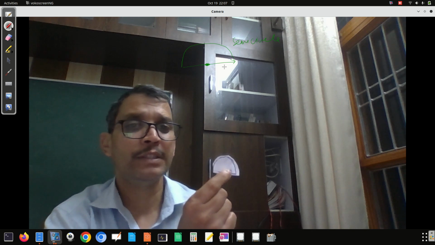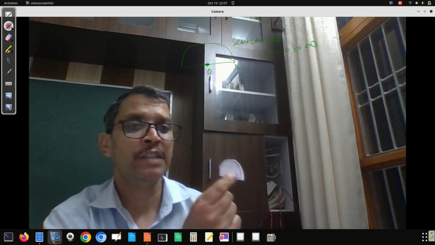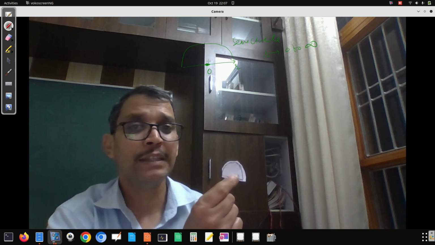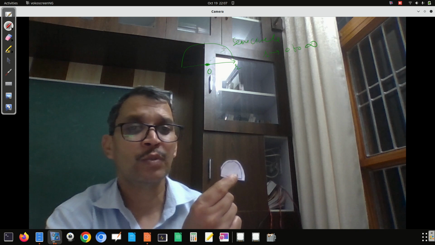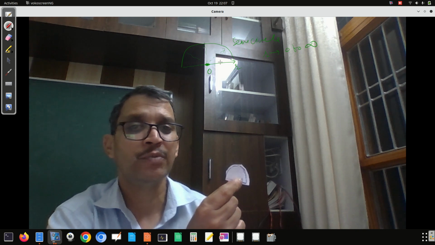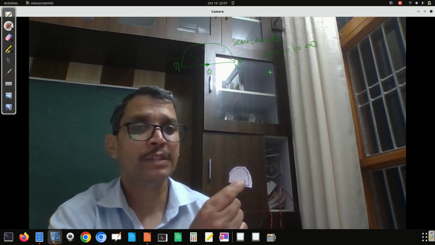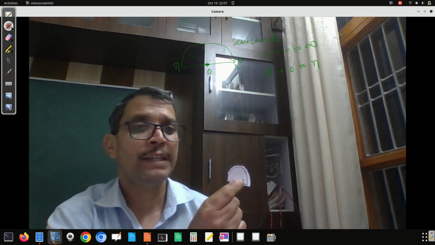So that means this is r, and r varies from 0 to infinity. This is the range of r, and it keeps on rotating like this, and it varies from 0 to pi. So this angle is known as theta, and theta varies from 0 to pi.